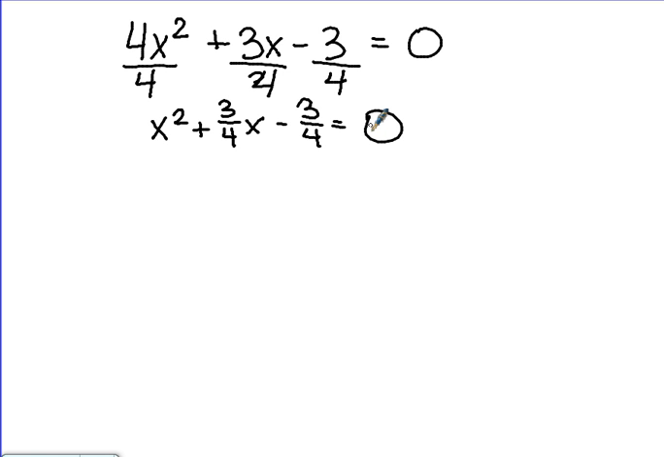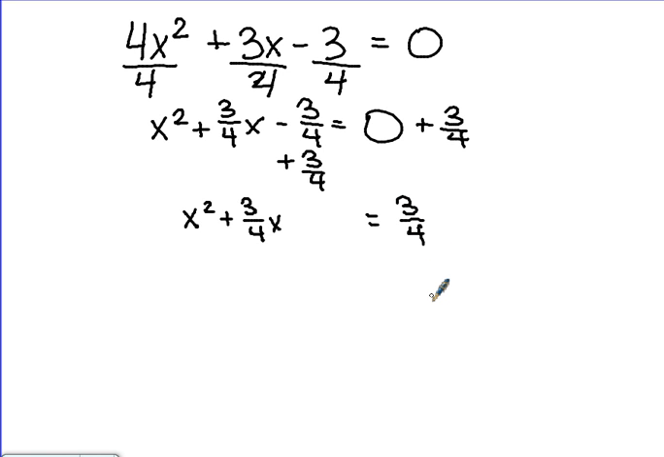So when we've done completing the square, we know that all of the x terms need to be on one side and everything else needs to be on the other. So what I'm going to do is add 3/4 to the other side of my equation. So now I have x squared plus 3/4 x equals 3/4. Now the goal in completing this square is to get a constant term on this side of the equation so that we can factor.